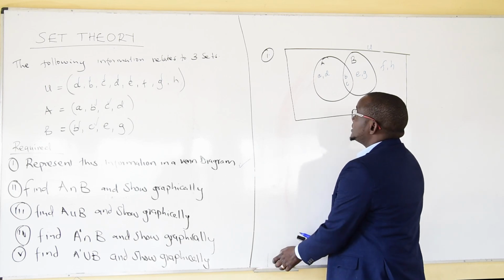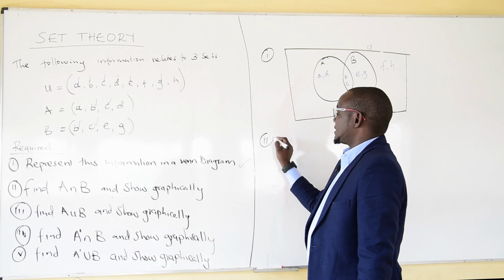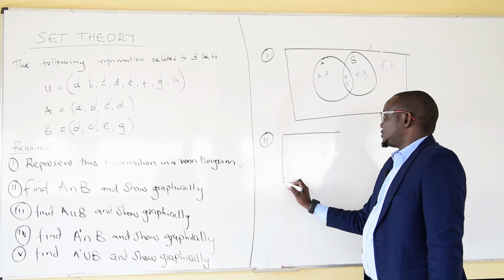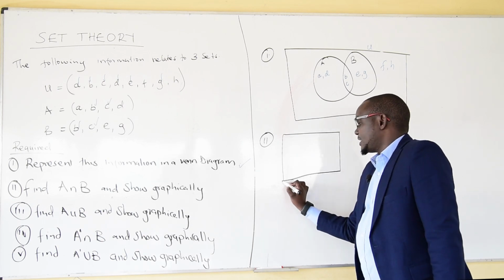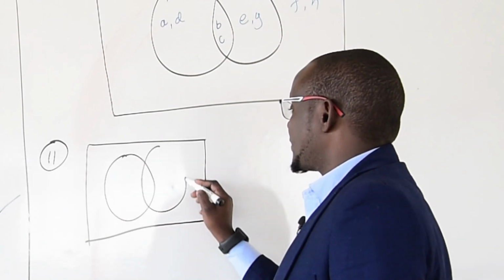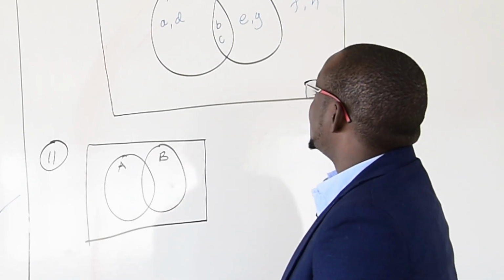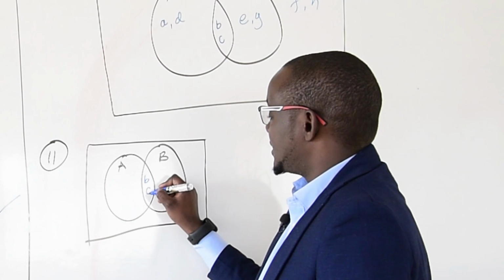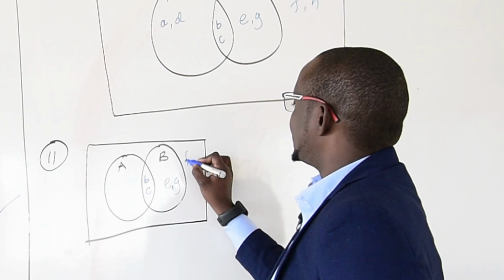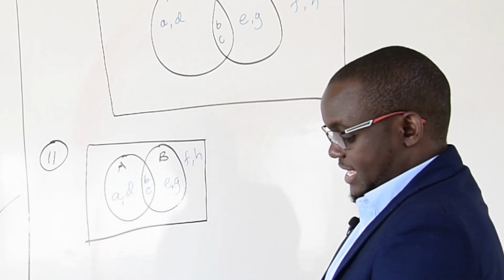Number two, Roman 2, you are told to find A intersection B and show graphically. So this is how you find it. I draw a small graph here for A intersection B. I have A there, I have B there. This is A, this is set B. Remember what we have here. Here we have B, here we have C, then here we have E, G. Here we have F, H. We have A, we have D.